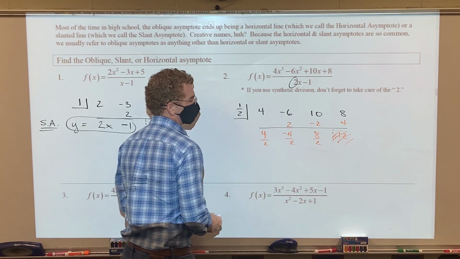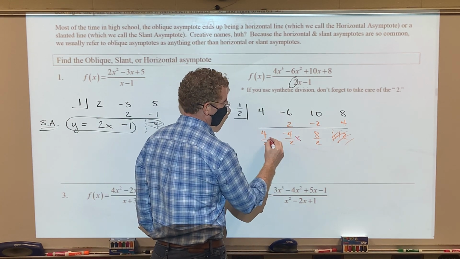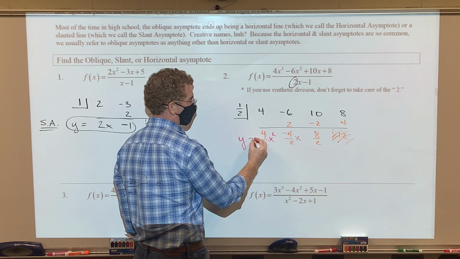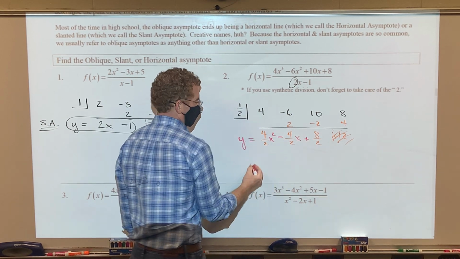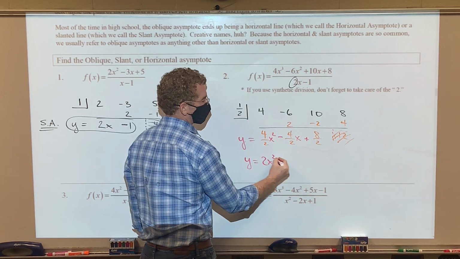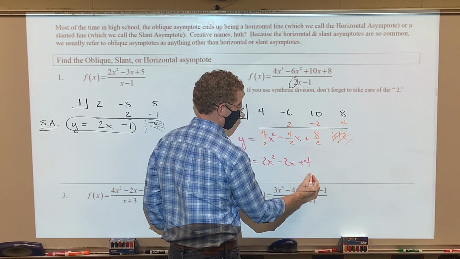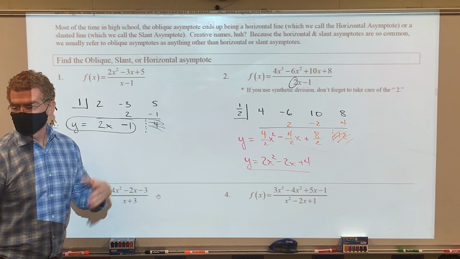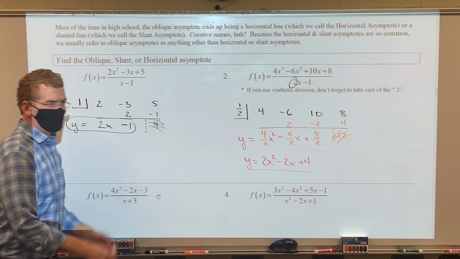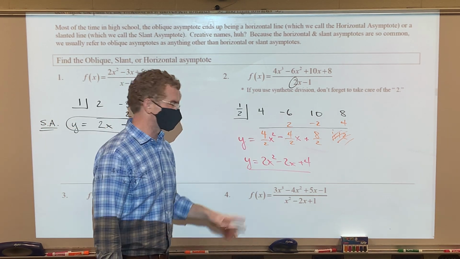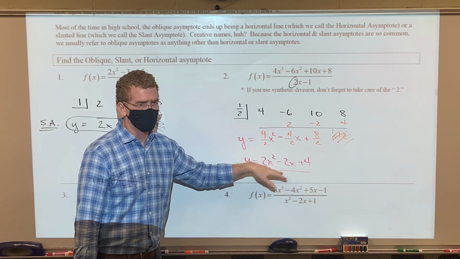And then of course, don't forget to put the x, the x squared, and don't forget the y equals, because you've got to make it some kind of working function. And you end up with 2x squared minus 2x plus 4. And that is the parabola that this graph will follow. And I will not ask you to graph any of those in this chapter. If you sketch anything, it'll be a horizontal or a slant. But I may ask you to find the asymptote, or what kind of asymptote, and you would say, well, it's some kind of parabolic or oblique.